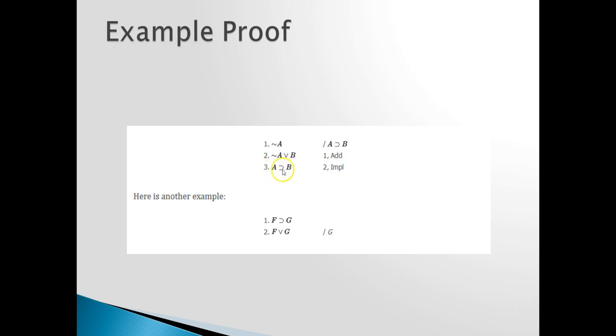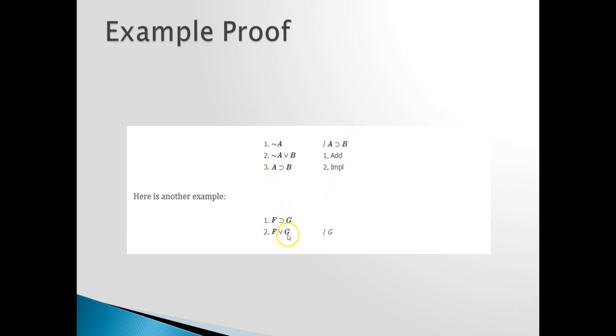And then at line 3, I get if A then B by using this rule called implication, which lets me turn a disjunction with a negated part into a conditional. And actually it lets me turn any disjunction. A part doesn't have to be negated into a conditional, you just have to change something. But I've used that rule on line 2 to get this conclusion, and I'm done, because that's what I was looking for, if A then B.